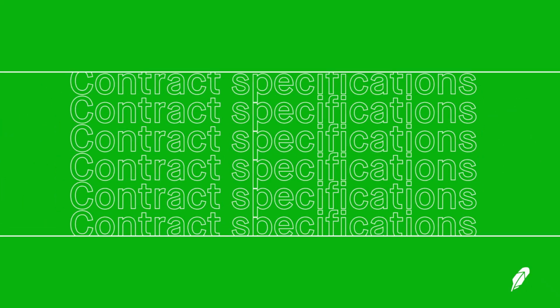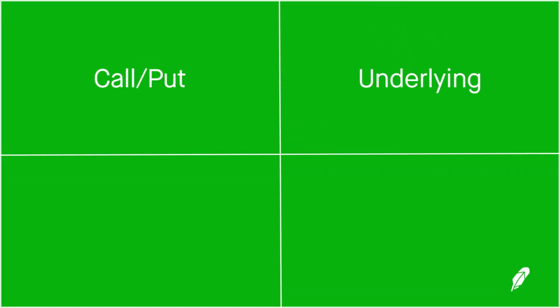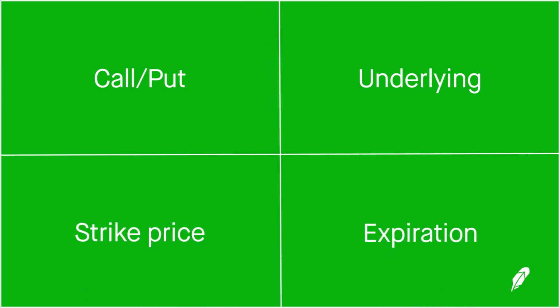Each option contract has terms that help buyers and sellers know exactly what they're agreeing to. These are called contract specifications, and they uniquely describe that option. Specifications include the option type, a call or a put, the underlying stock, the strike price, and expiration date of the contract. Obi, tell us about contract specifications.